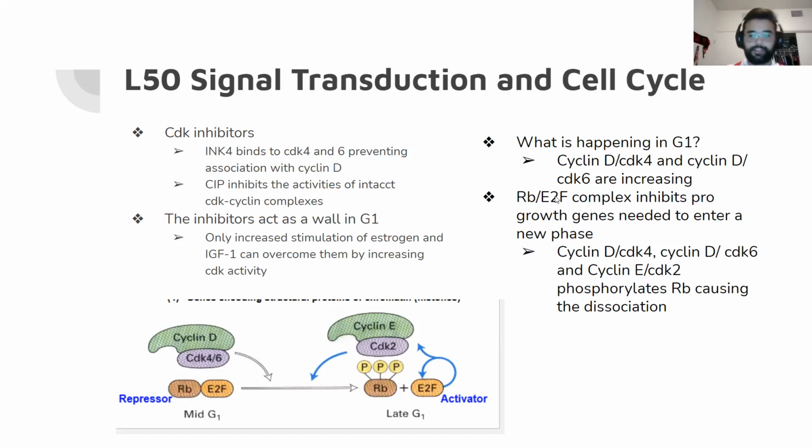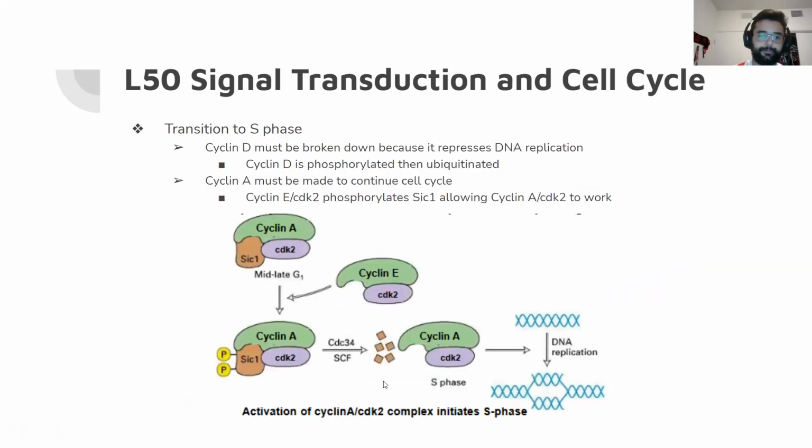So what is happening specifically in G1? We talked about our restriction points, but we didn't really say what happens in G1. Basically, our cyclin D CDK4 and cyclin D CDK6 are increasing. There's a repressor protein complex called RB-E2F, which inhibits pro-growth genes from being activated. But RB-E2F needs to be broken apart for us to move to the next phase. So our cyclin D CDK4, cyclin D CDK6, and our cyclin E CDK2 are going to phosphorylate the RB protein of this complex, causing its dissociation and allowing us to move to the S phase.